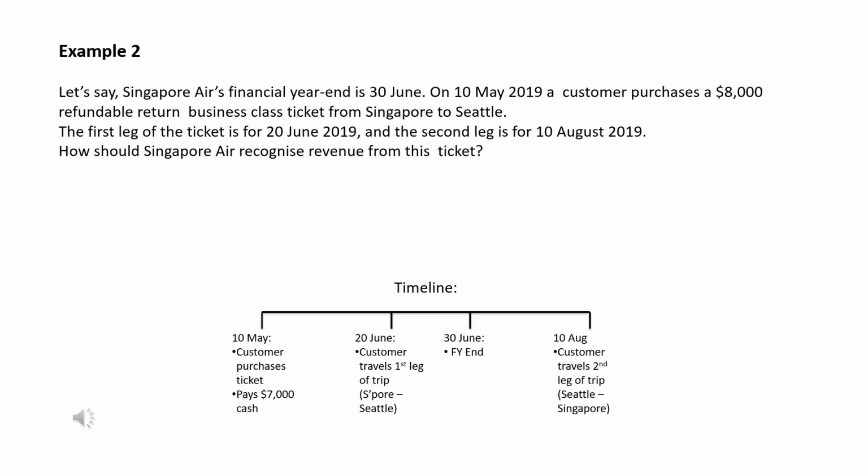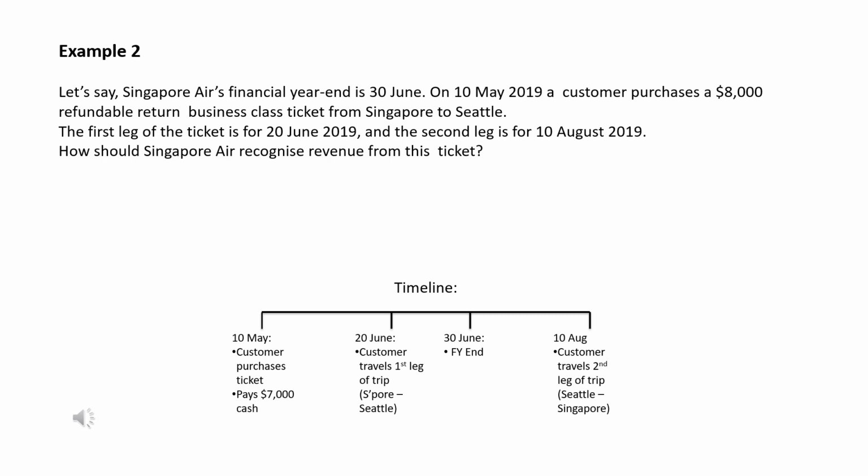Accrual accounting can be complex and requires careful tracking of accounts receivable and payable. Let's take another example. Let's say Singapore Air's financial year ends on 30th of June. On 10th May 2019, a customer buys a return ticket from Singapore to Seattle for $8,000. The first leg of the ticket is for 20th of June 2019, and the return leg is for 10th August 2019. How should Singapore Air recognize revenue from this ticket?